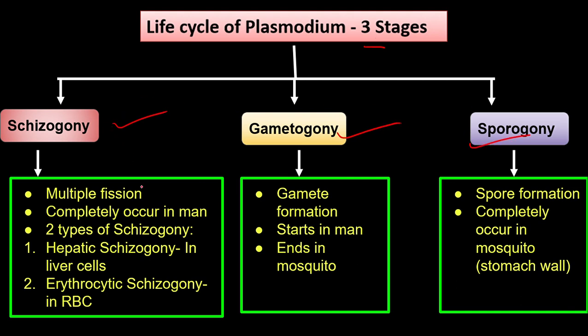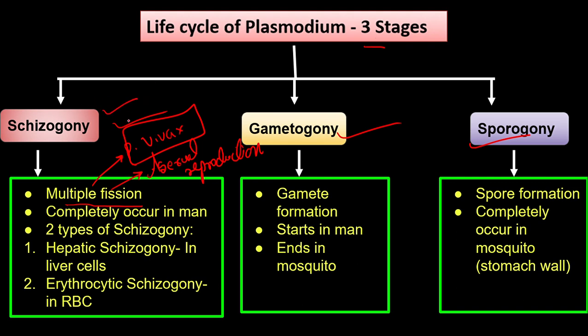If we talk about sizogony, it is nothing but multiple fission. We have already studied that multiple fission is asexual reproduction. So when this multiple fission occurs in Plasmodium vivax, we have given it a special name. We call it sizogony. It is completely going to occur in human. It is of two types: one is hepatic sizogony and the second one is erythrocytic sizogony.